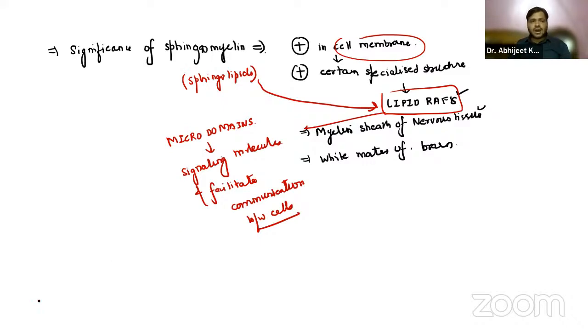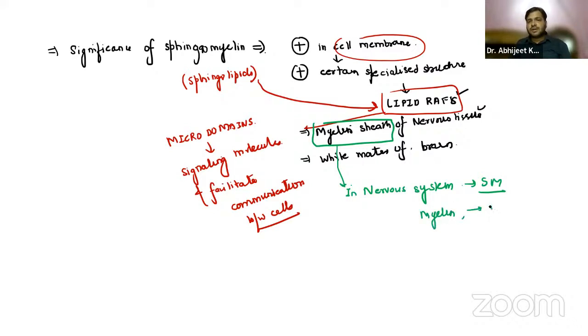Second, I've told you they contribute to the structure called the myelin sheath. In the nervous system, sphingomyelin is a key component of myelin formation. This myelin, you already know, is the insulating layer that surrounds the axon.